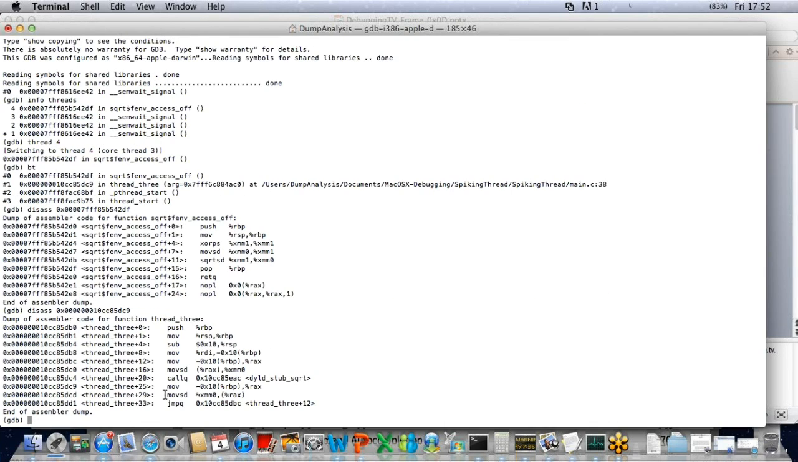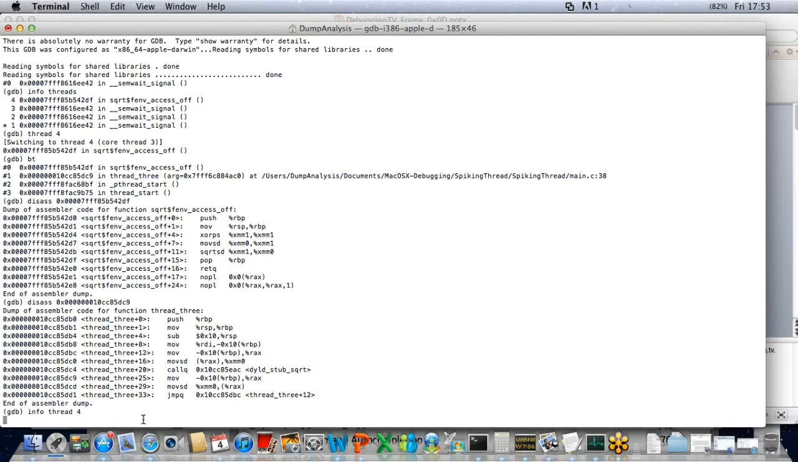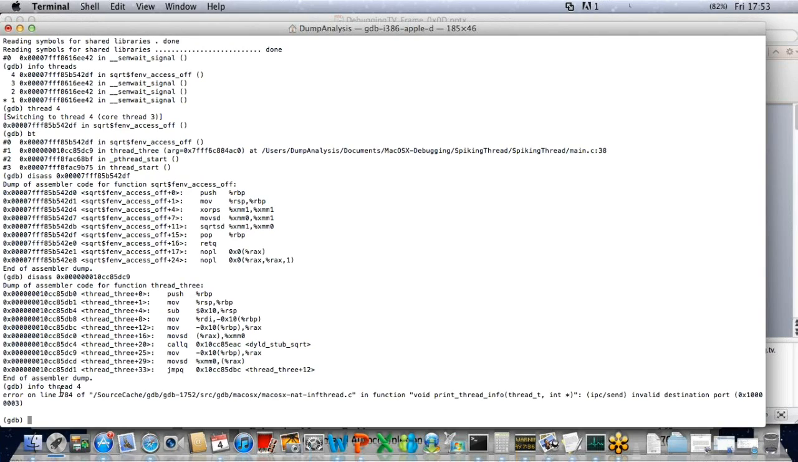So we see that there is a call, then a jump to this address, and then it all repeats. So this is a tight loop. However, if we would like to see particular thread info, for example, info thread 4, we see that the debugger cannot get this information because it needs to communicate with a running process.